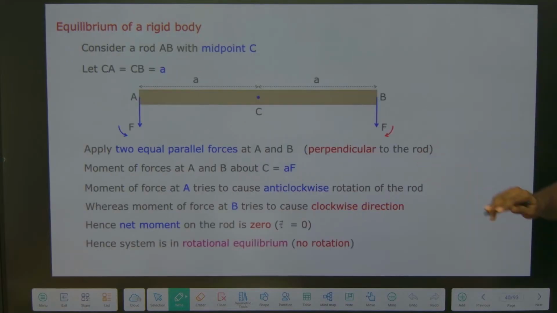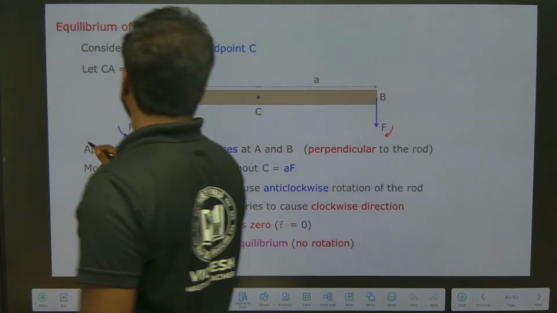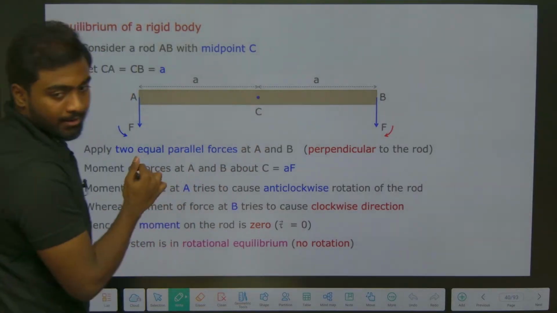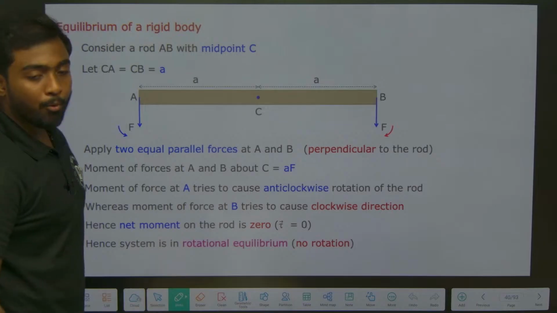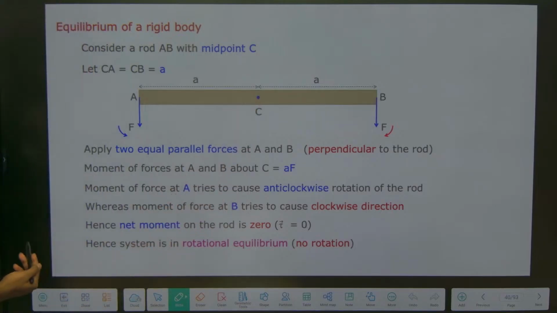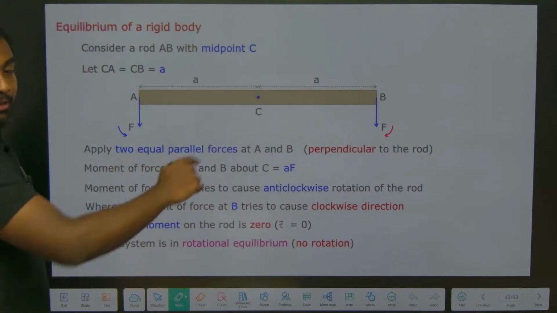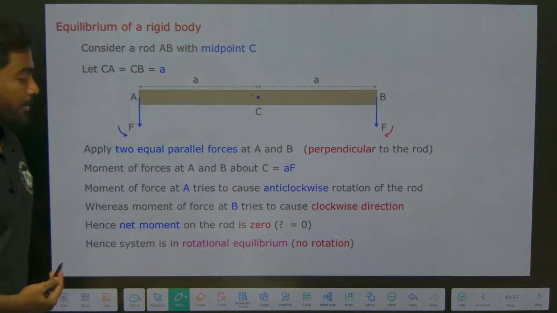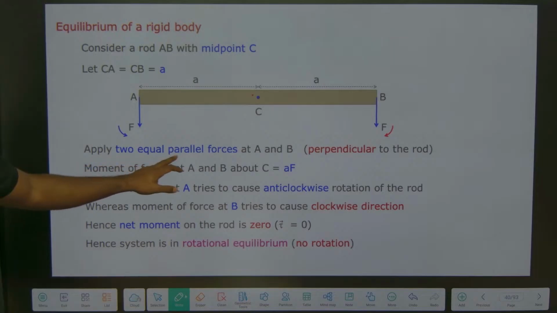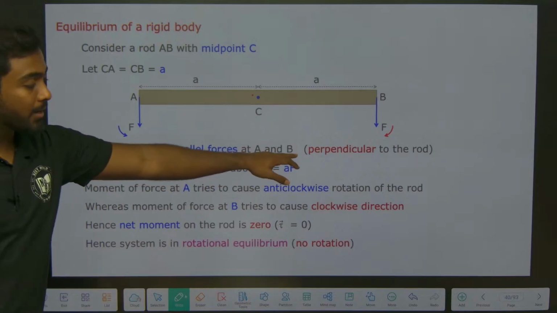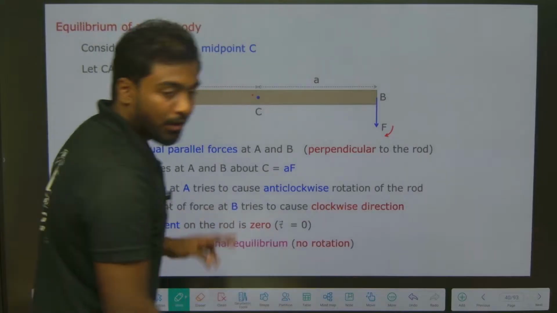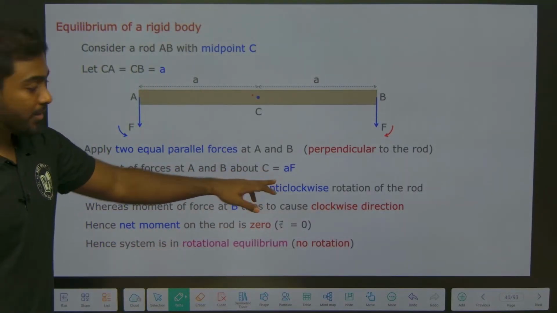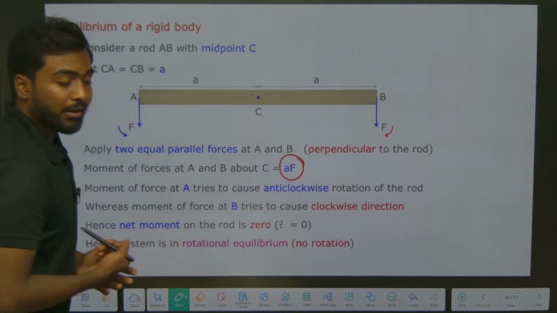Okay. So here we are considering a rod AB, where A and B are the end points and C is the midpoint of the rod. So the total rod length is 2a. From A to C it is a, and C to B is a. Apply two equal parallel forces at A and B, perpendicular to the rod. Moment of force at A and B about C is nothing but a into F.